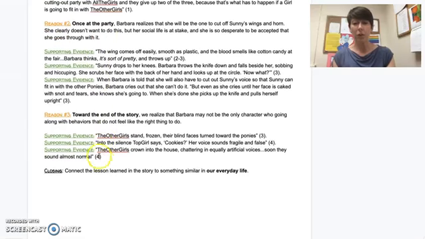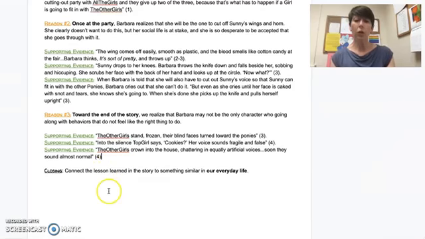And finally, my third and final piece, my final reason, is towards the end of the story. Again, notice the transition. We realize Barbara may not be the only character who's going along with behaviors that don't feel like the right thing to do. And this is where I talk about some of the things that the other girls and top girls say and the way they say them and what they do, and how that is evidence that they're also going along with things they don't like just to belong and fit in.